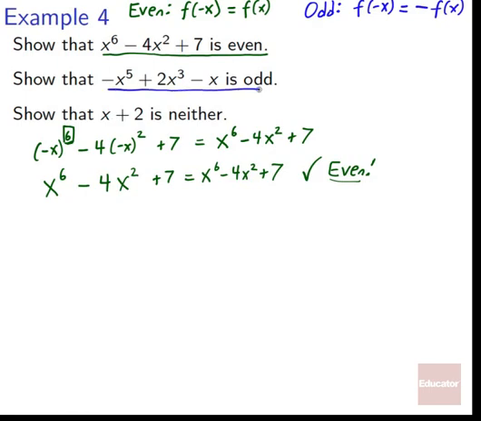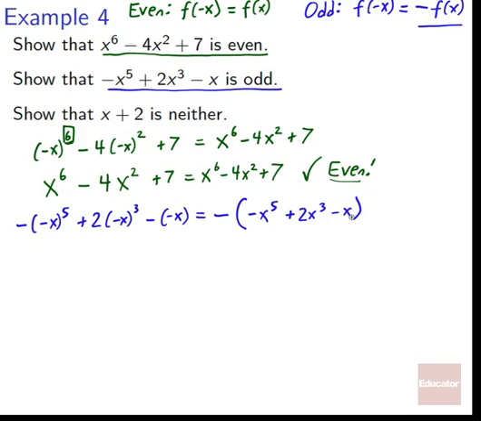Negative x to the fifth plus 2x cubed minus x is odd. So we'll do the same sort of thing. We'll plug negative x's in on the left side. So negative x to the fifth plus 2 negative x cubed minus negative x. What's going to go on the right side? Well, remember, if we plug in the negative version of the number, then it's the negative of if we'd plugged in the positive version of the number. Plugging in the positive version of the number is just if we had the normal x going in. Negative x to the fifth plus 2x cubed minus x.